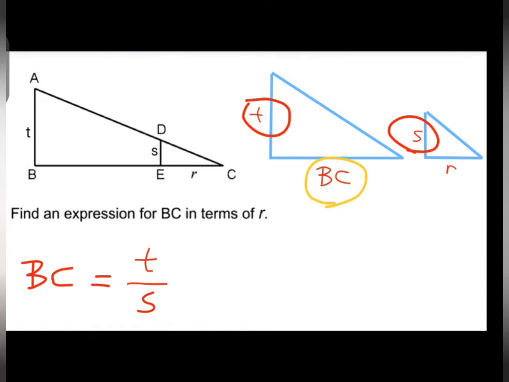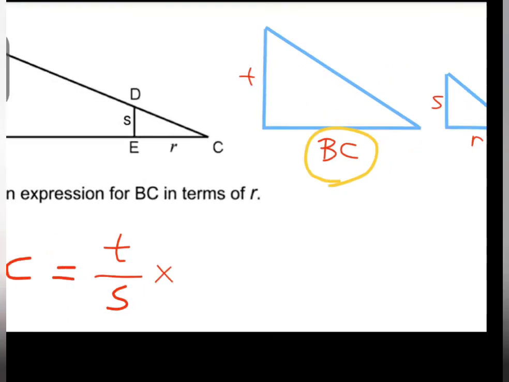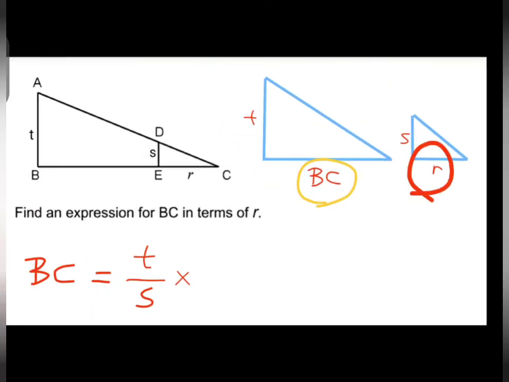So first we find the scale factor, and then we use the scale factor to find the big side. And to find the big side, what do we do with the scale factor and the small side? Very good. We multiply them. Good job. So we multiply the scale factor by the small side, which is R. Good job. Now we write R here.